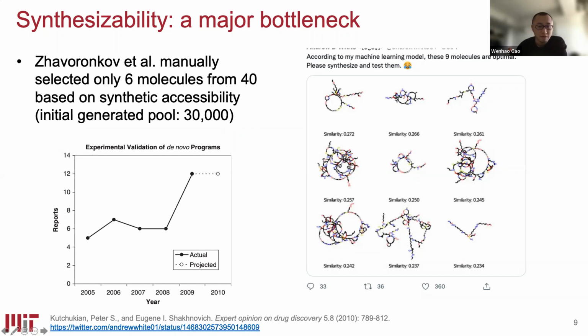So before the deep learning era, only single digits of de novo designed molecules had been experimentally validated each year. And the cases are probably even worse after the boom of deep learning, because in recent years we see a lot of new models being proposed, but very few of them proceeded to experimental validation. And here is a recent tweet from a researcher in the field, and we can see it features the problem.